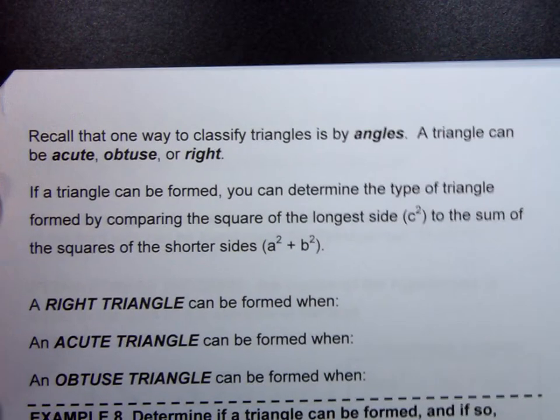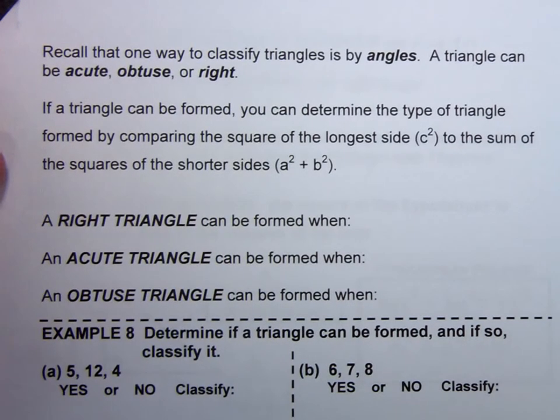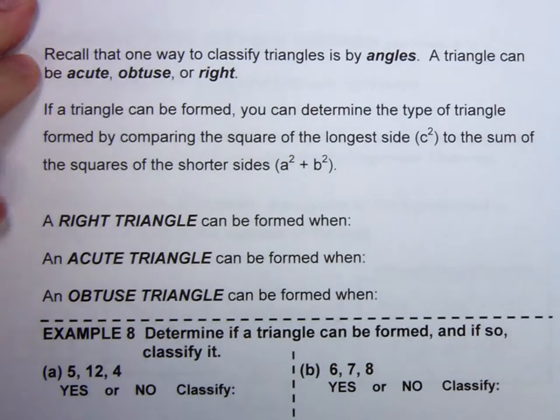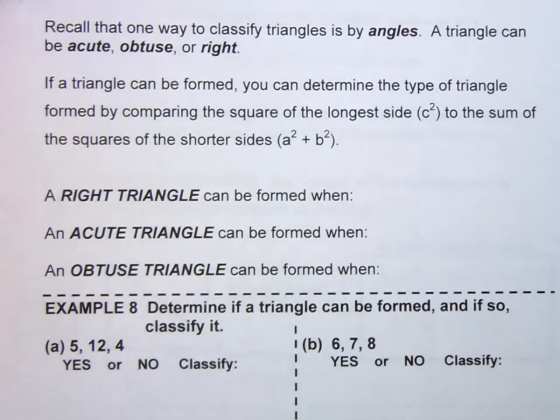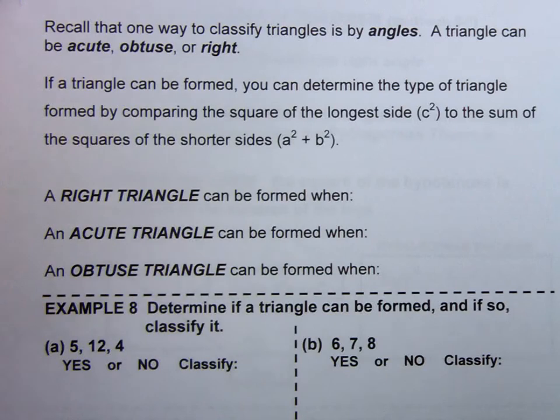Alright, recall that one way to classify triangles is by angles. A triangle can be acute, obtuse, or right. Remember, every triangle has 2 acute angles. It's the third angle that determines what type of triangle it is. So, if it's going to be a right triangle, it only has to have 1 right angle. If it's going to be obtuse, it only has to have 1 obtuse angle. However, because every triangle has 2 acute angles, the third angle would always also have to be acute, so you'd have to have all 3 angles acute to make it an acute triangle.